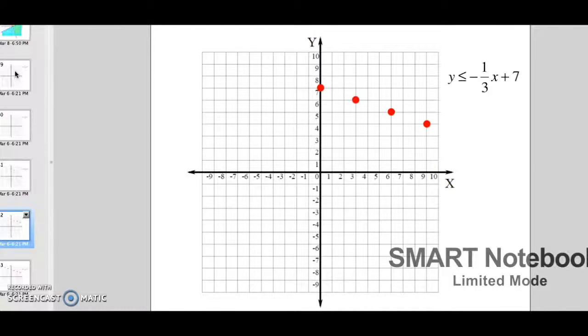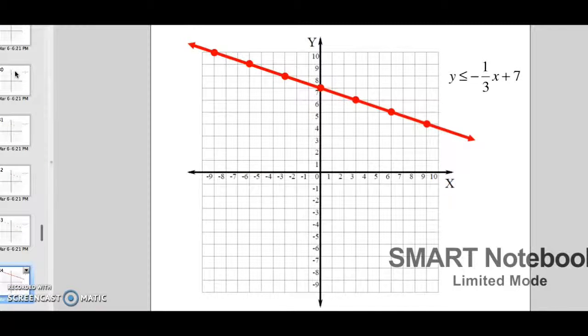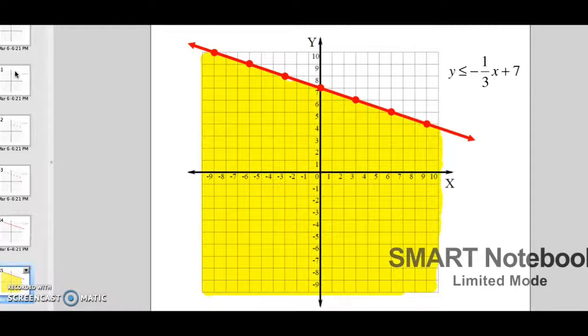Then I reverse it. Starting at 7, I go up 1 to the left 3, and do that till I reach the other edge of the graph. Now, since it is an equal to inequality, I will have a solid line. Less than means I shade below the line. Okay, now that is my first inequality.